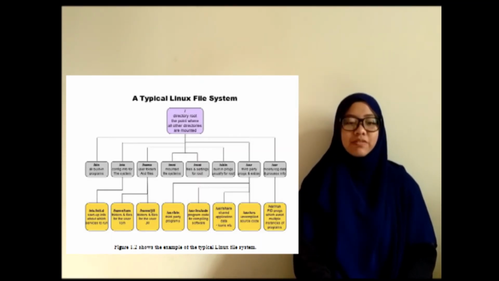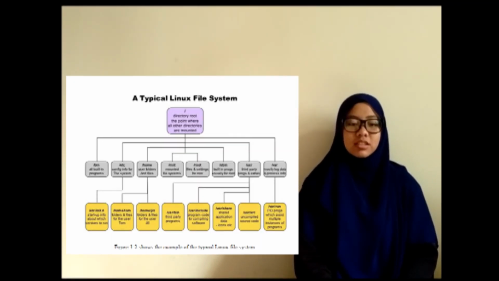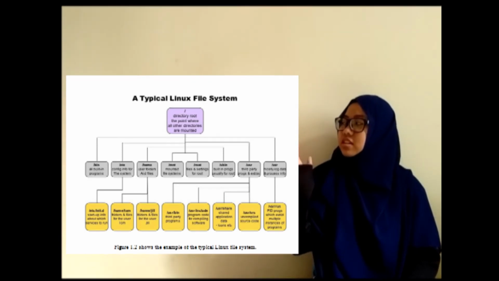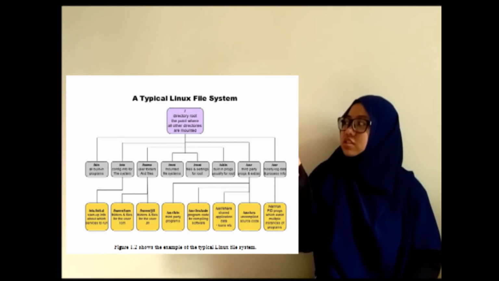Okay, next, this is an example of a typical file system for Linux. As you can see, it is a hierarchical arrangement. It also shows that it is a rooted system, going from one folder to another. Moving on to another point, I will explain and show you the differences in characteristics between Windows and Linux.